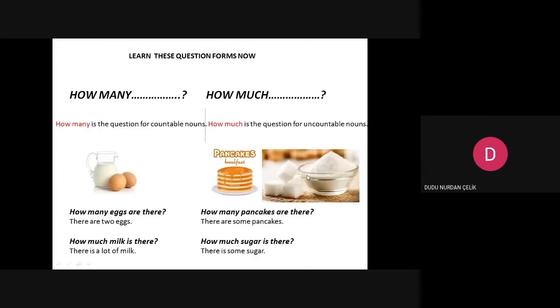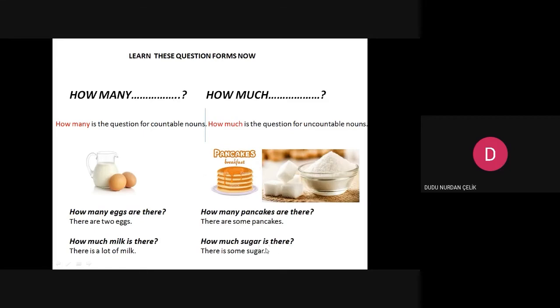Sugar is uncountable also. Look, little, small pieces. We cannot count it. It's uncountable. How much sugar is there? We ask the uncountables with how much. And sugar, uncountable, and we use it singular.